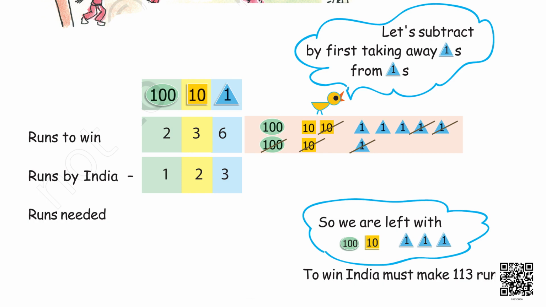So when we subtract these two, first of all we will subtract 3 from 6, which will give us 3. Then we will subtract 2 from 3, which will give us 1. Then again we will subtract 1 from 2. So we get 113 runs. So students, we know that to win, India must make 113 runs.